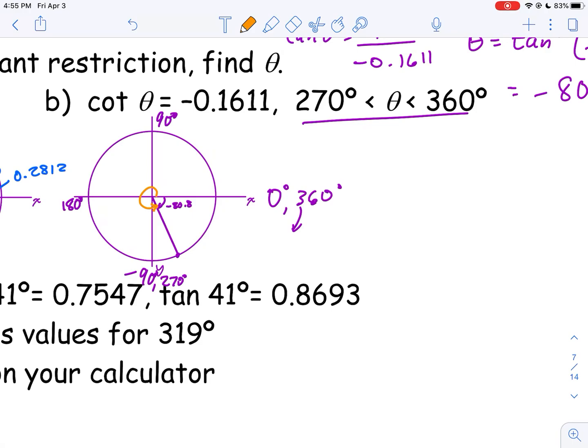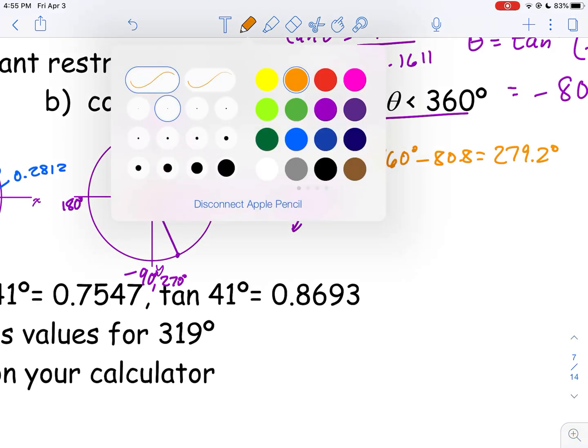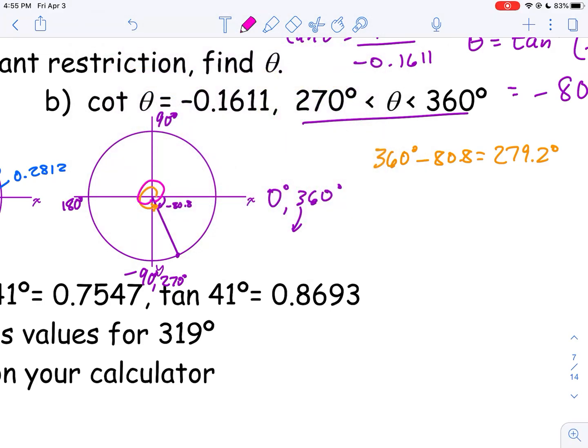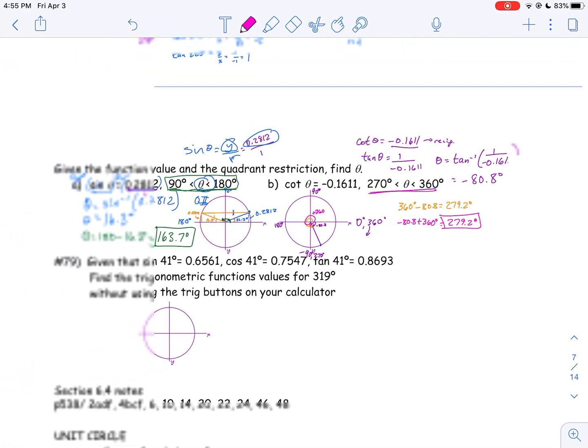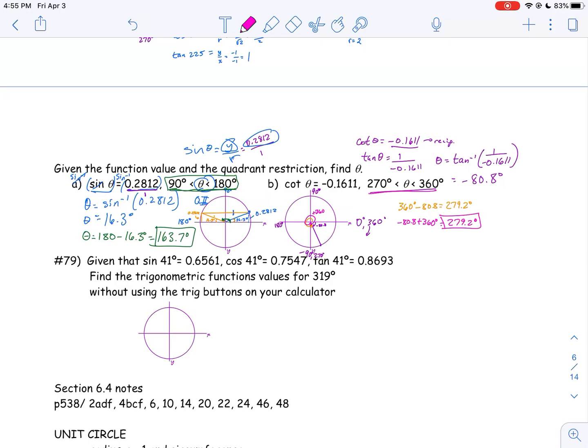There's two ways of thinking about this. One way is to think, well, I could go all the way around, that's 360, and then subtract, go backwards, 80.8. When I do that, I get 279.2. Or another way to think about it is just to say, hey, let's take this and add 360 to it. So negative 80.8 plus 360. Either way, you get 279.2, and that is between 270 and 360. You see, we're really using that circle and the definitions to our advantage.